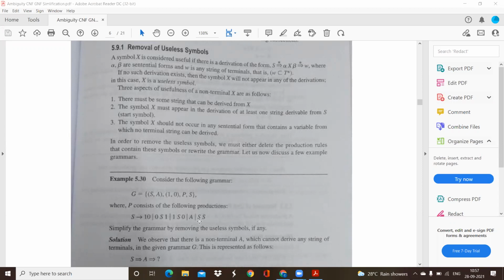So similarly, this last SS, if S derives SS, both these S you can expand to any of these alternatives, right? And which will eventually take you to some string.